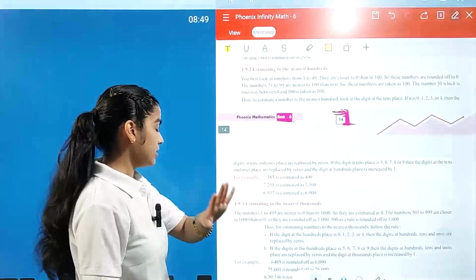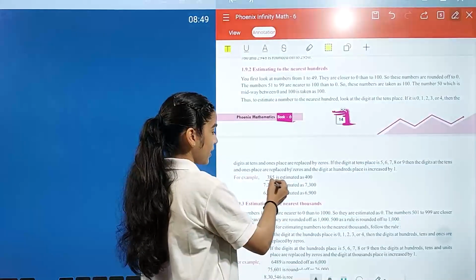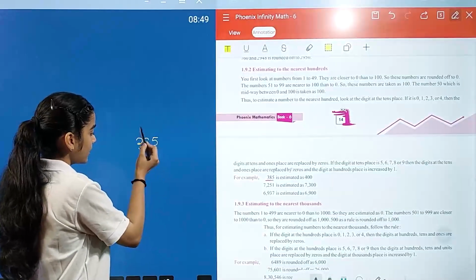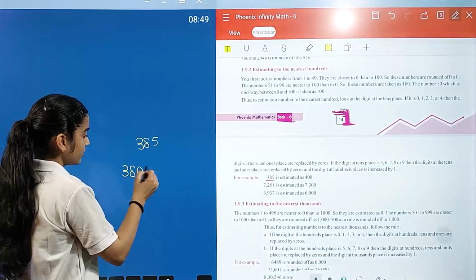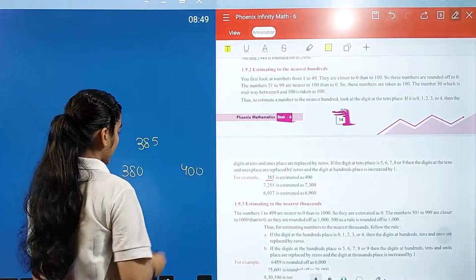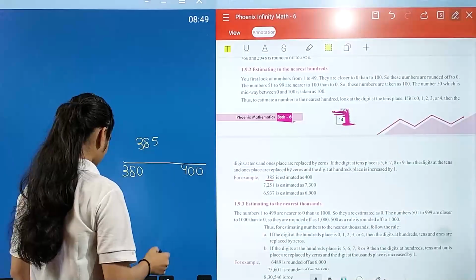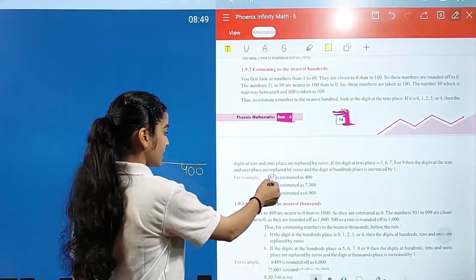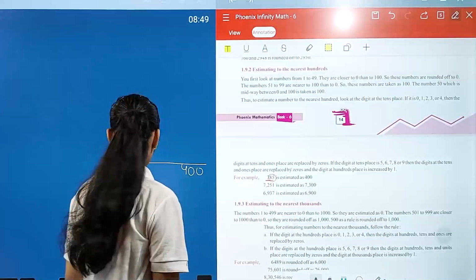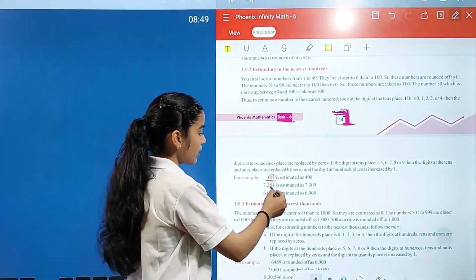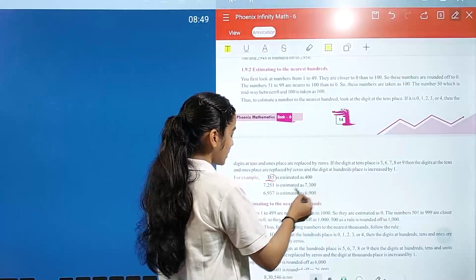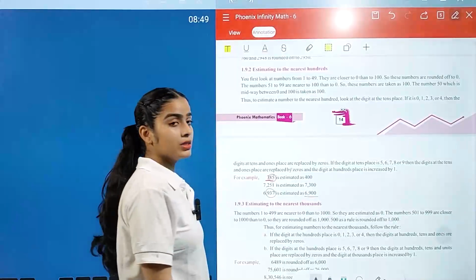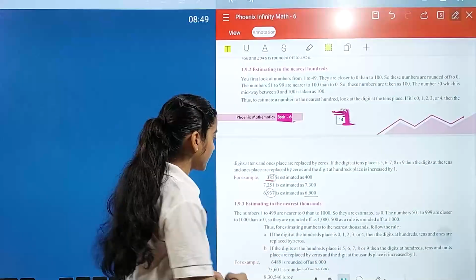So what do we understand here? Let's take an example. For example, 385 is estimated as 400, because 385 lies between 380 and 400. In this case, because here we have 8 tens and 5 ones, you have to shift towards 400. Next, 7251 is estimated as 7300. 6937 will be estimated as 6900.